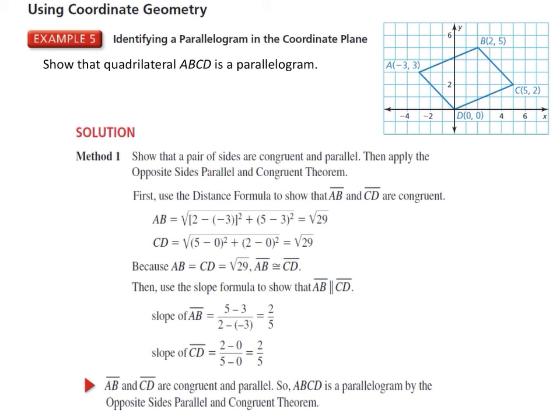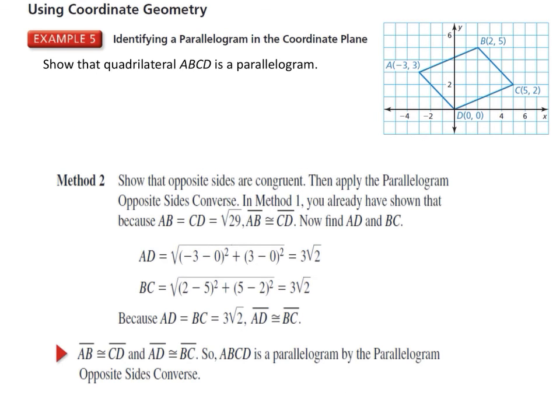Then we use the slope formula to show that segment AB is parallel to segment CD. So we use our slope formula, and we get the slope of AB is 2/5. We use our slope formula to find the slope of CD, and it is also 2/5. So AB and CD are congruent and parallel. So quadrilateral ABCD is a parallelogram by the opposite sides parallel and congruent theorem.